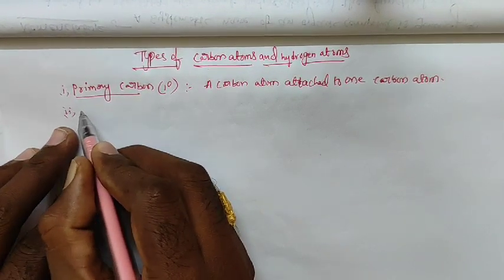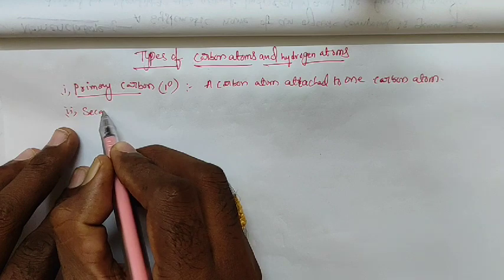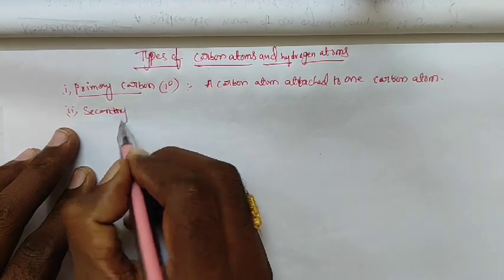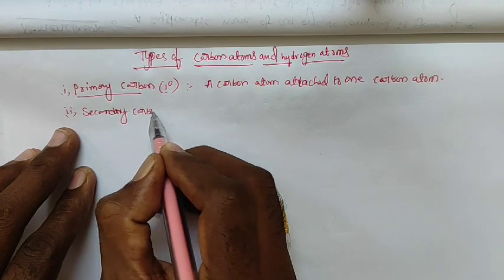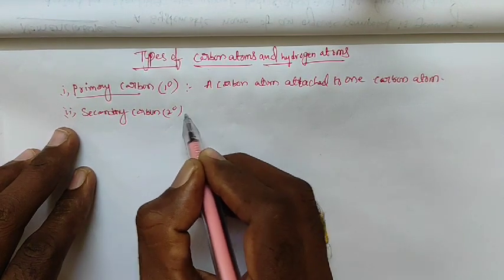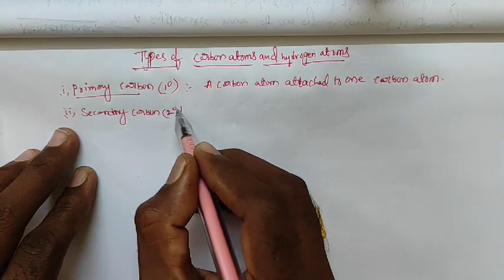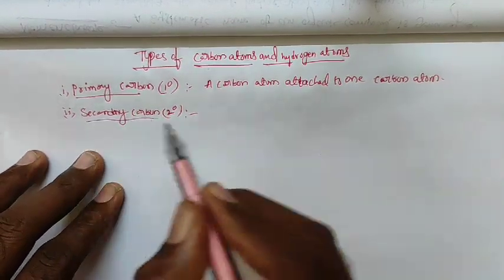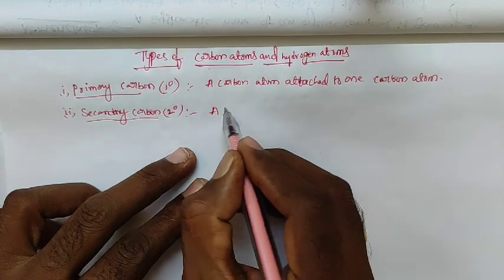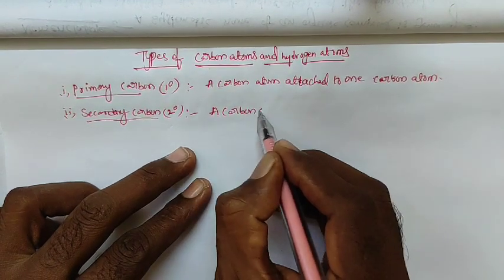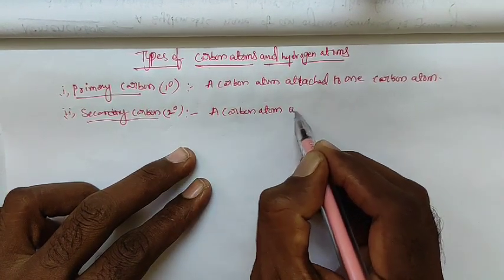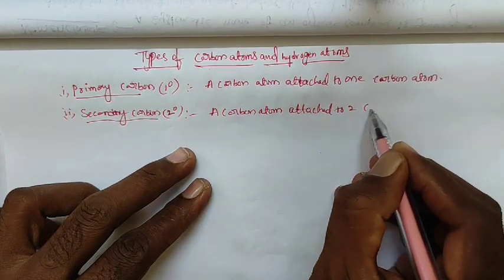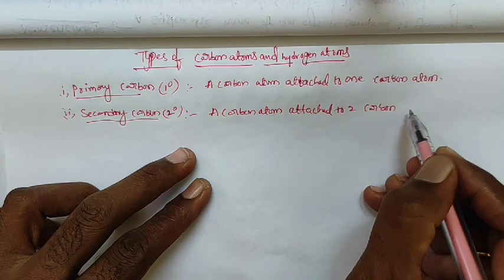Second one, secondary carbon. Secondary carbon atoms we can represent like this, 2 degree, like a secondary carbon atom. A carbon atom attached to two carbon atoms.